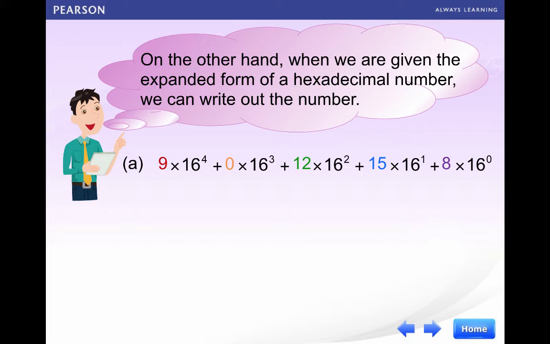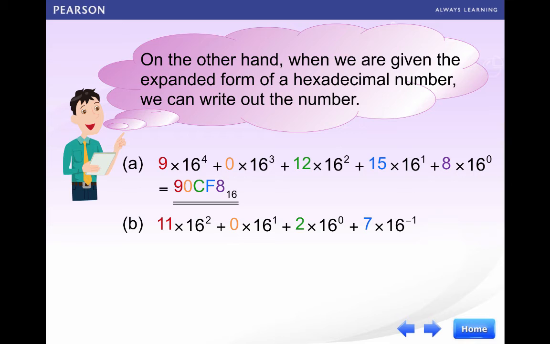So if we have the expanded form, we write it back as a base 16 number. Remember 12 and 15. 12, what would it be? It would be C. 15 is F. So this number will be 90CF8, base 16. And for part B, 11 is B. And the last term is 7 times 16 to the power negative 1. So it will be B02.7 with base 16.